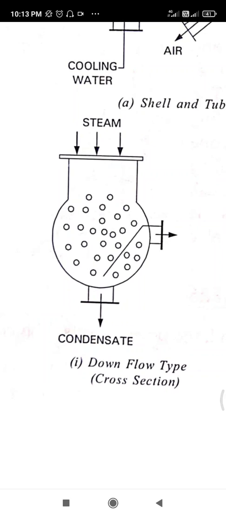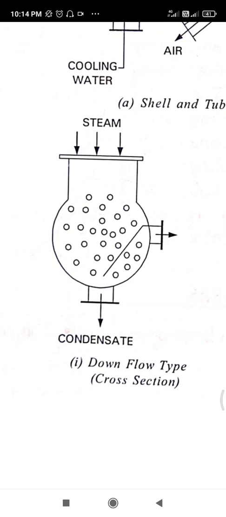The cooling water flows in one direction through the lower half of the tubes and returns in the opposite direction through the upper half. The air is extracted at a lower temperature by providing a baffle plate. Thus a small air pump is required to handle the air. This is the working of this downflow surface condenser.